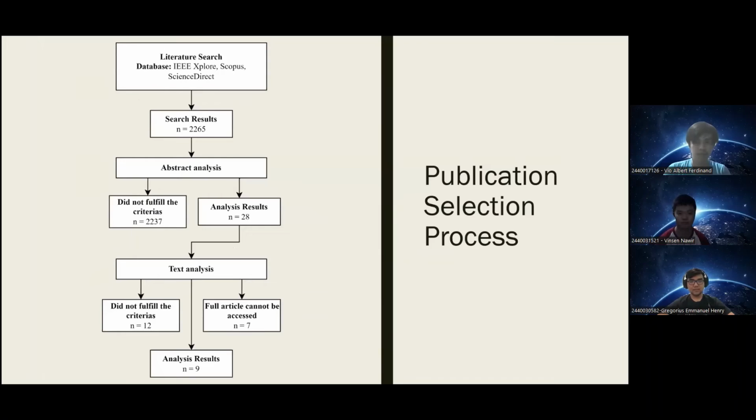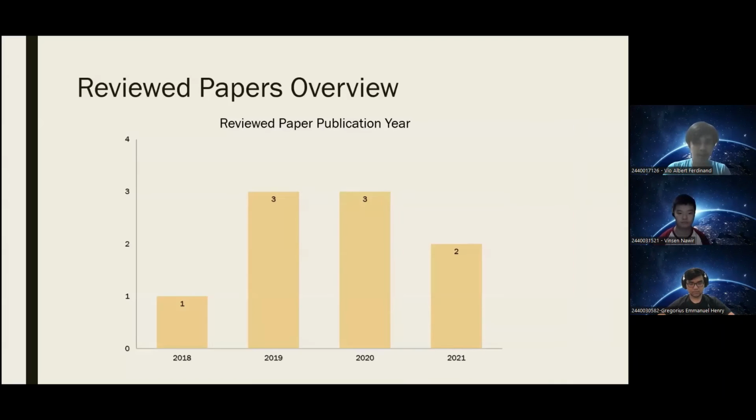Next. So for the selection process, the first selection that is based on abstract and title eliminated 2,237 papers that are not related to medical areas or the classification method is outdated. The remaining 28 papers were analyzed in depth. 12 papers did not fulfill the criteria, while another 7 papers cannot be accessed. The selection produced 9 papers to be reviewed. After retrieving the papers, we are ready to answer the established research questions. From an overall standpoint, the reviewed papers can be visualized by their publication year. There are 1 paper published in 2018, 3 papers in 2019, 3 papers in 2020, and 2 papers in 2021.